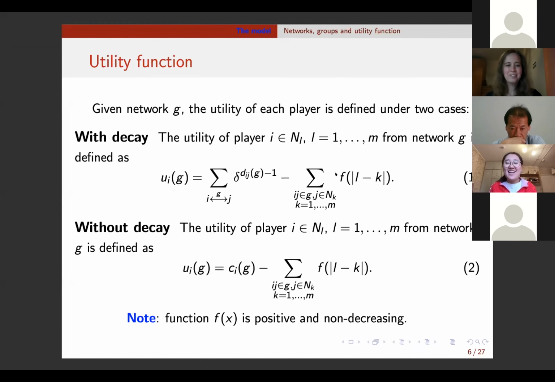And the second item is the cost of player i maintaining all the direct links. And we can see that the function f(x) is positive and non-decreasing. It means that if the label difference between the two players is high, the cost is higher. So we can define the same utility function for the case without decay.